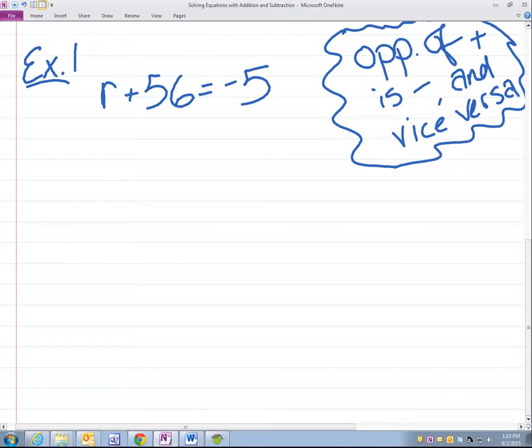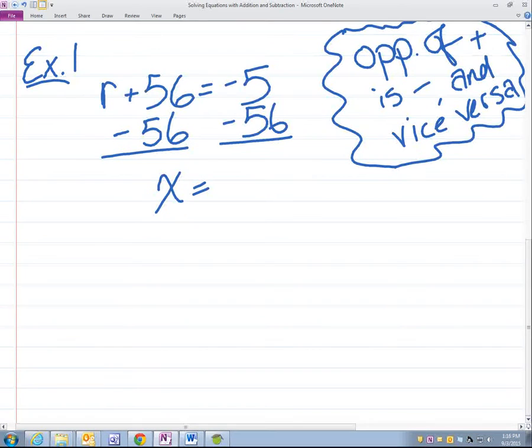So we want to undo this 56 that's happening to R, because we want to solve for R. So what we're going to do is undo that addition. What's the opposite to undo addition? Subtraction. So I'm going to subtract 56, and by the substitution property of equality, we have to subtract it from both sides as well. So now I'm going to have just x on this side and negative 101 on that side.